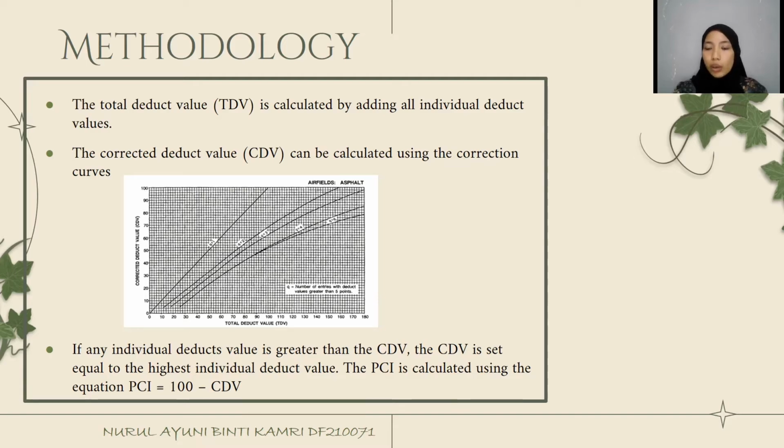The PCI is calculated using the equation PCI equals 100 minus CDV. Thank you, that's all from me. I pass this presentation to the next presenter.